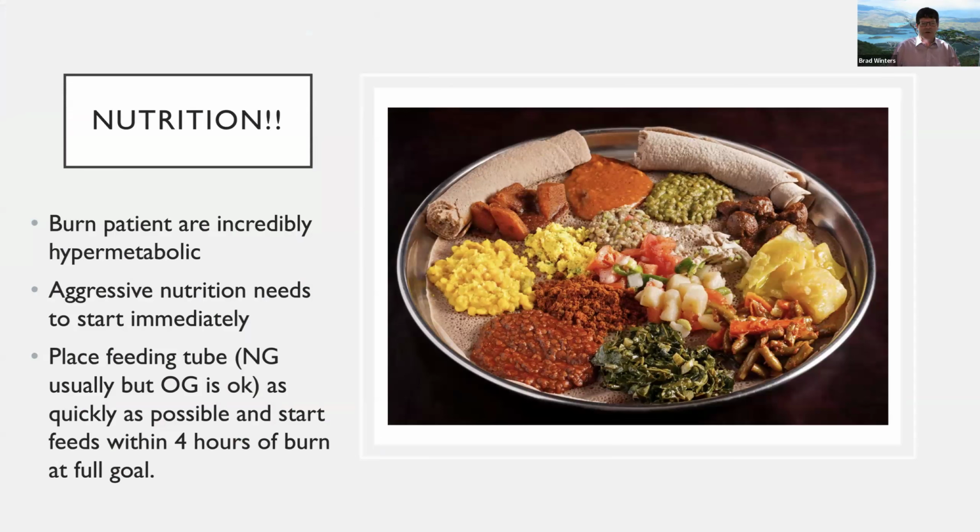Aggressive nutrition needs to be started immediately. We immediately place a feeding tube, either a nasogastric tube, which is our preferred one, but an oral gastric tube is fine. And we start nutrition. Our goal is to get tube feeds, nutrition feeds, running down the tube into the stomach within 4 hours of arrival. You have to give these people calories, protein, carbohydrate.